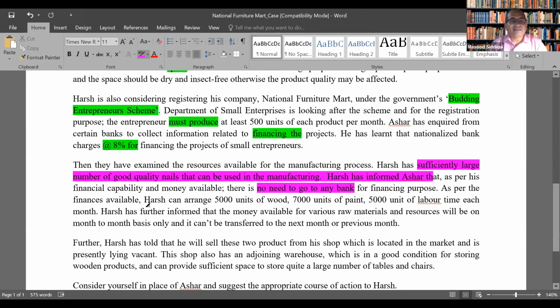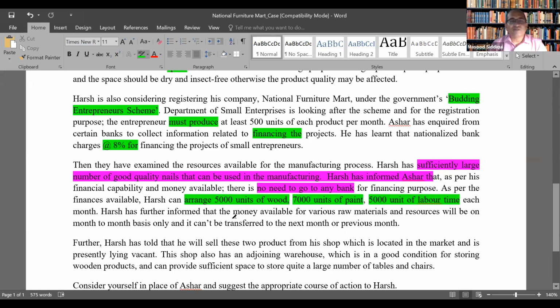As per the finances available, the other thing that comes out is that Harsh can arrange 500 units of wood, which means not more than 500 units of wood can be arranged. Next, he can arrange 5,000 units of wood, 7,000 of paint, and 5,000 units of labor time each month.